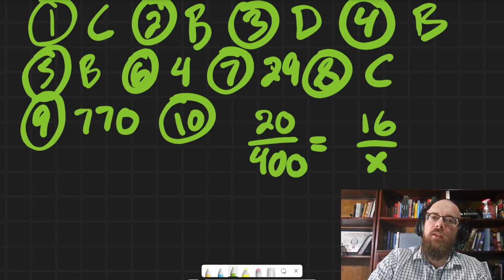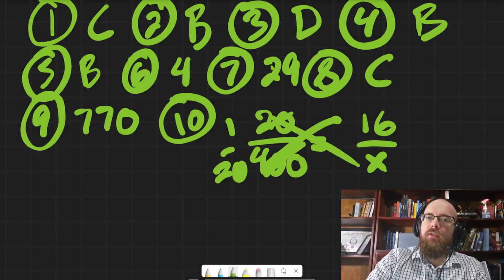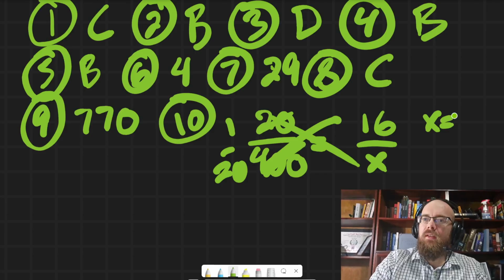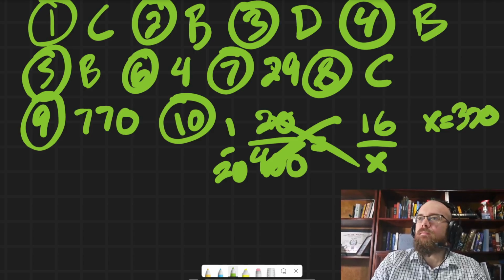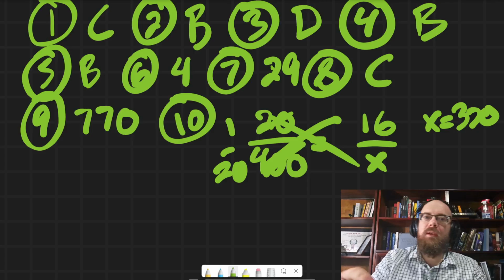Okay, there we go. So then that would be 1 over 20, and then cross-multiply, so x is equal to 16 times 20. So then that would be 320. So 320, which is B.